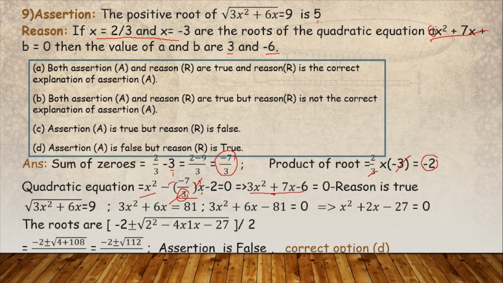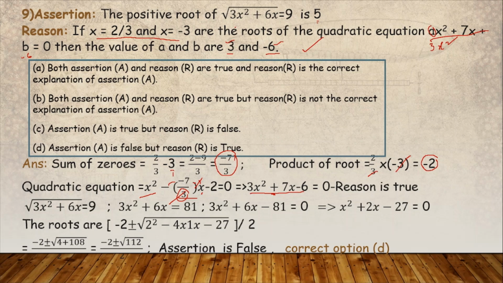Is it correct? 3x square, so a is 3. Yes, this is correct. Plus 7x minus 6. So in place of b also, minus 6 is coming in the corresponding term. This is also correct. So the reason is a true statement. We verified the values.